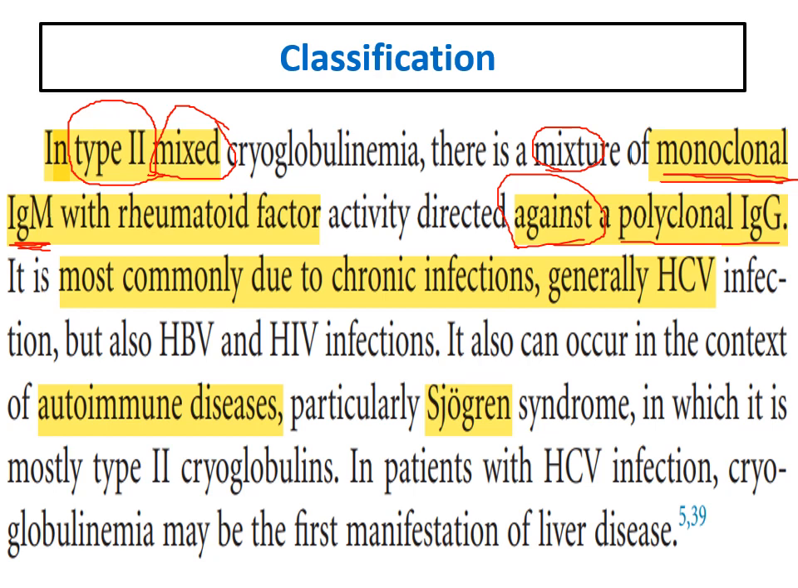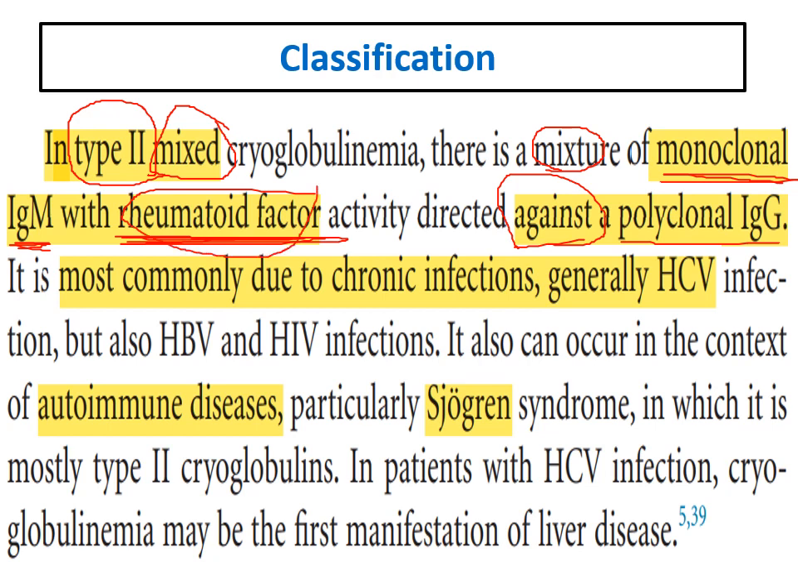In type 1, only monoclonal immunoglobulins. But in type 2, there is a mixture of monoclonal IgM against a polyclonal IgG. And this monoclonal IgM is characterized as having rheumatoid factor activity. If we ask for a rheumatoid factor test, it will be positive. This is very important for diagnosis and in clinical practice.